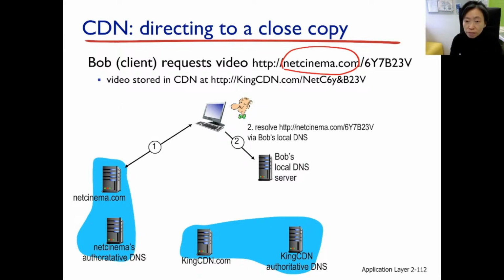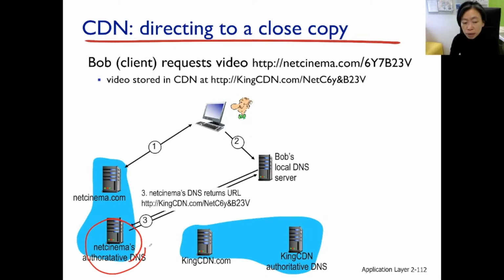So first things first, ask the local DNS server for the IP address of this host, right? So resolve this name. Bob's DNS server will check the cache, and if not a hit, go to the TLD server. The TLD server will share what netcinema.com's authoritative DNS server is. And so Bob's local DNS can direct the query to the authoritative DNS server of netcinema.com. But what's really curious here is that the authoritative DNS server of netcinema.com, instead of returning an IP address, returns the redirected path. At this point, Bob's local DNS then resolves this new name instead.